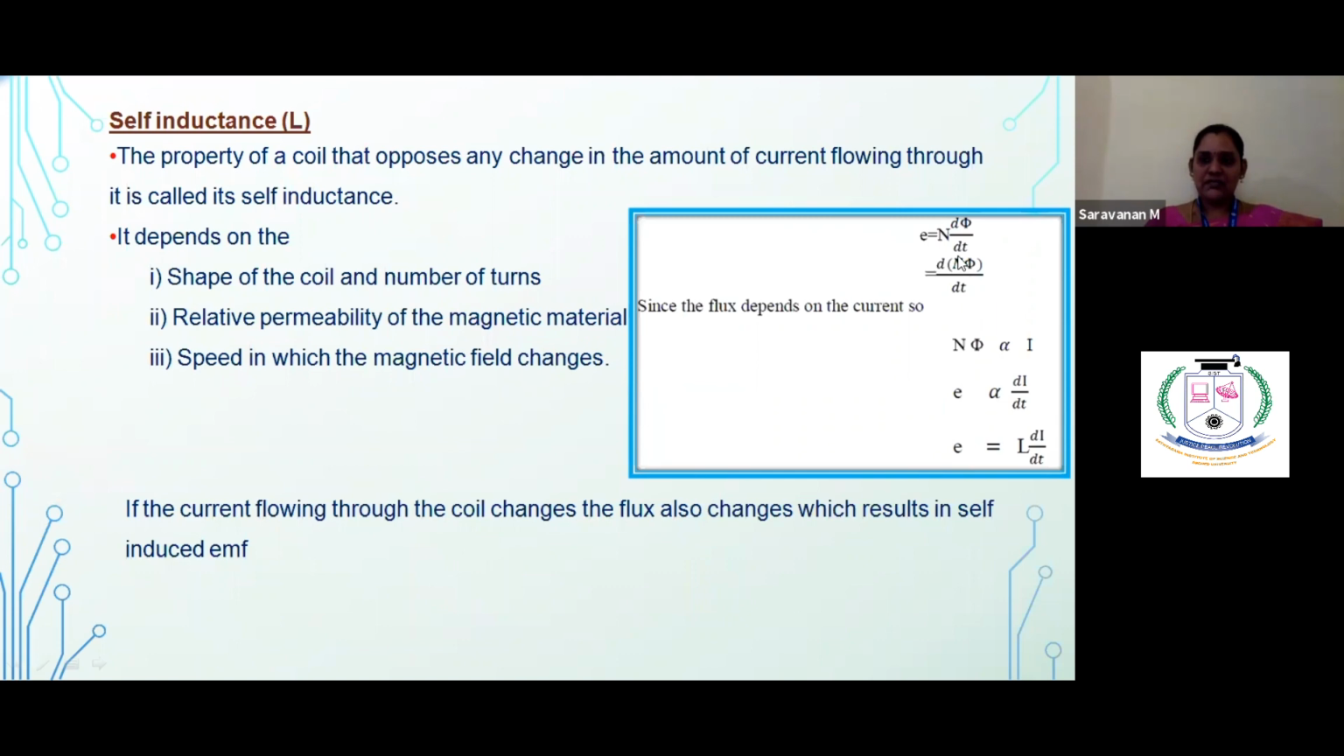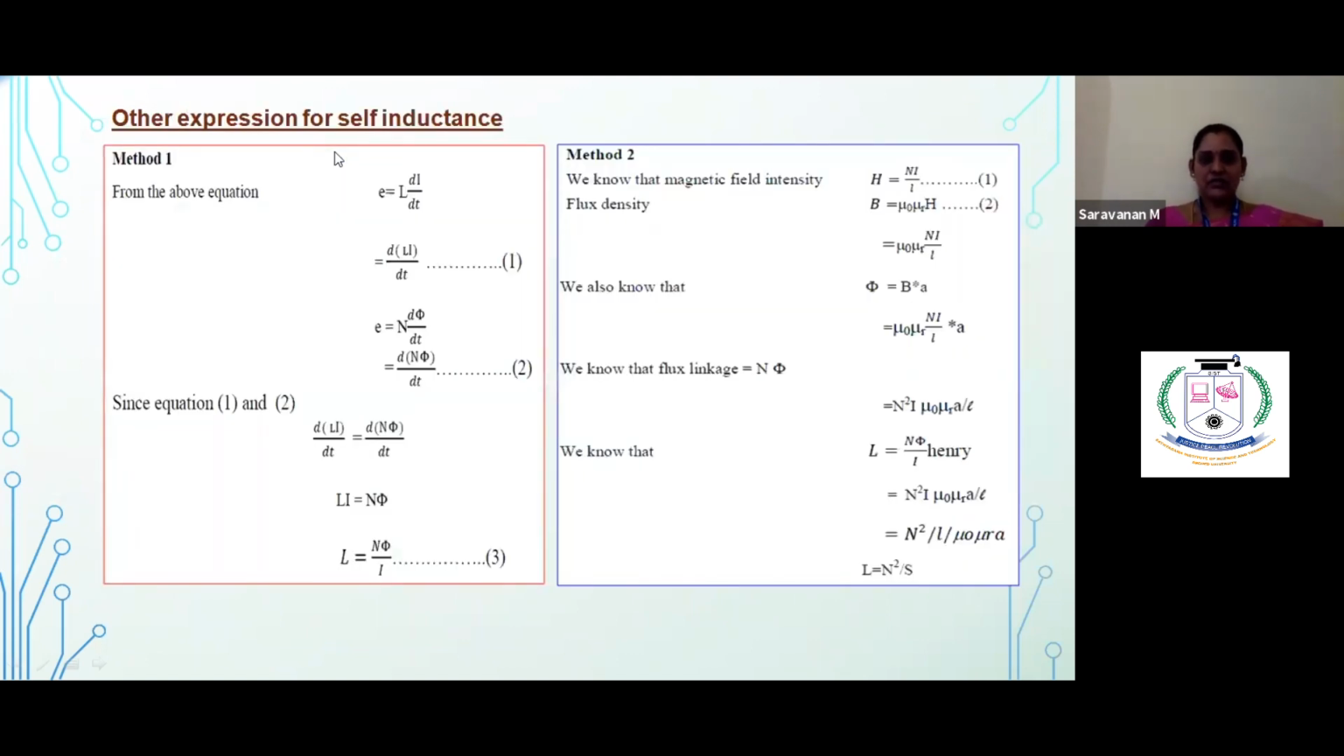Comparing the first expression and the second expression, I can write E is equal to L into di by dt, and this L is what you call the self-inductance of the coil. So the self-inductance of the coil, other expressions, everything we have.